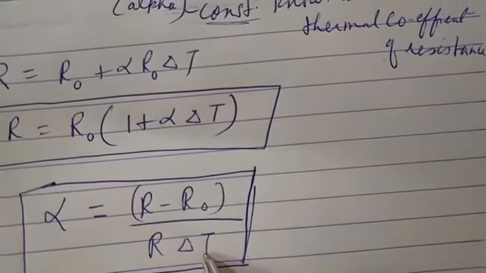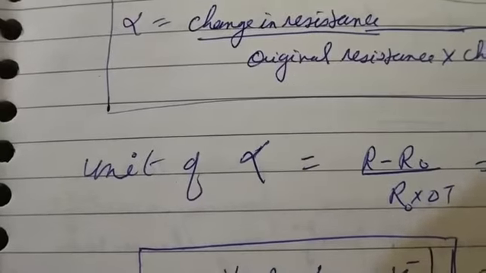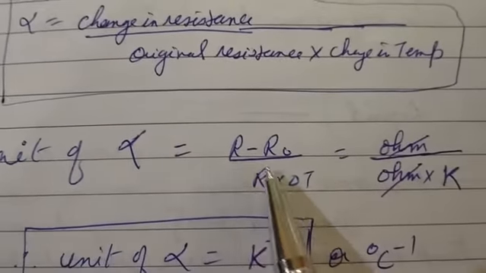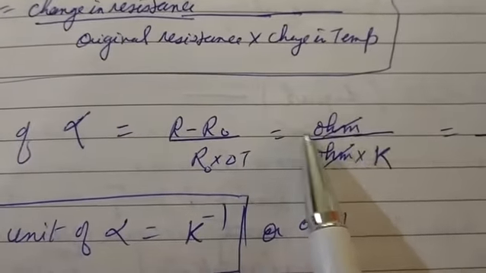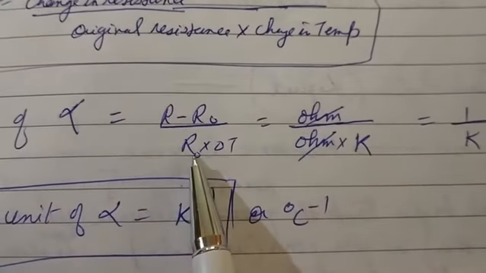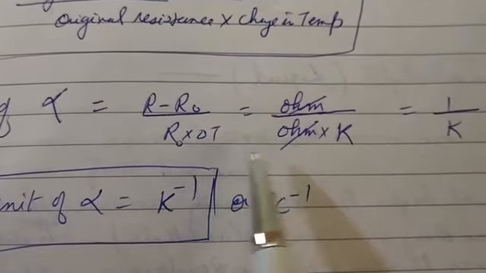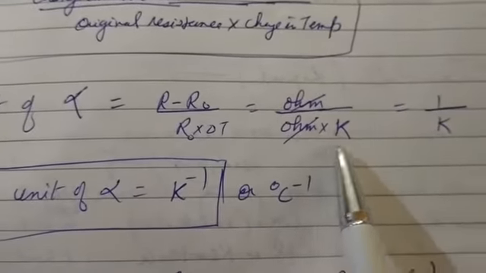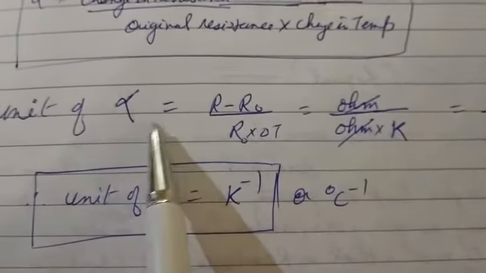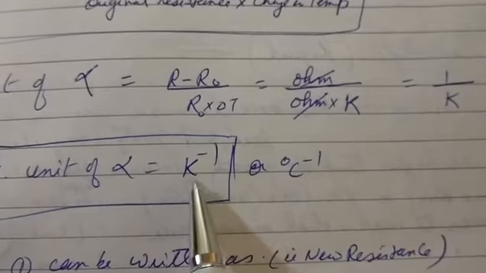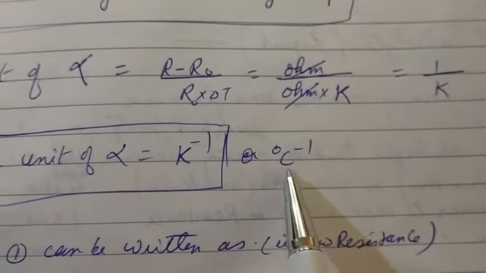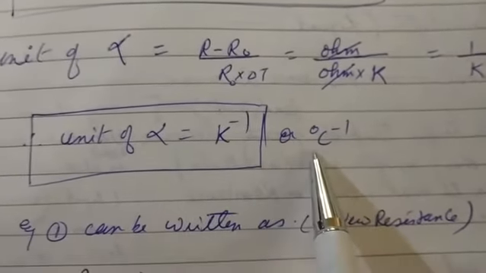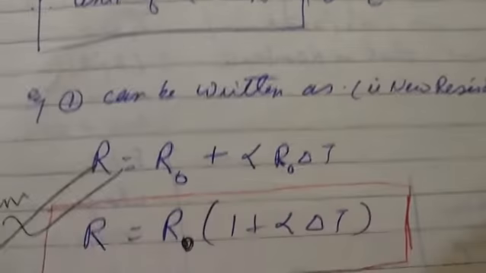into increase in temperature. Now what is the unit of alpha? R minus R0, the unit is resistance, ohm. Resistance, unit of resistance here also ohm, and temperature standard unit is Kelvin. So per Kelvin. Unit of alpha is per Kelvin, or we can write it per degree Celsius also.